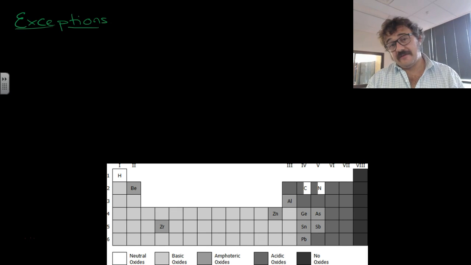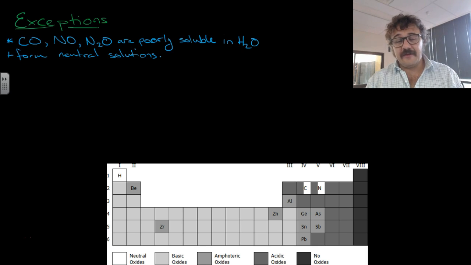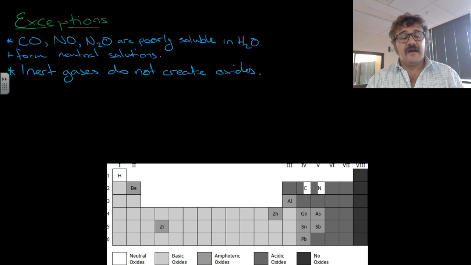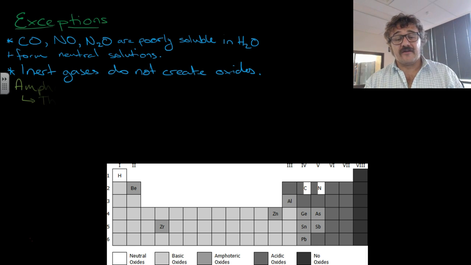Now there are exceptions, obviously, because that's the way the world works. Carbon dioxide makes carbonic acid when it mixes with water, but carbon monoxide, nitric oxide and dinitrogen oxide are poorly soluble, so they don't dissolve in H2O, and when they mix with it, they'll form a neutral mixture. The inert gases, so the noble gases, do not create oxides.